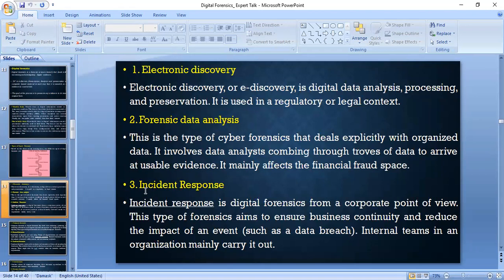So this is some electronic discovery, where the best example is if you want to send some funds from one bank to another bank. Then in the case of forensic data analysis, we require different types of tools and mechanisms.